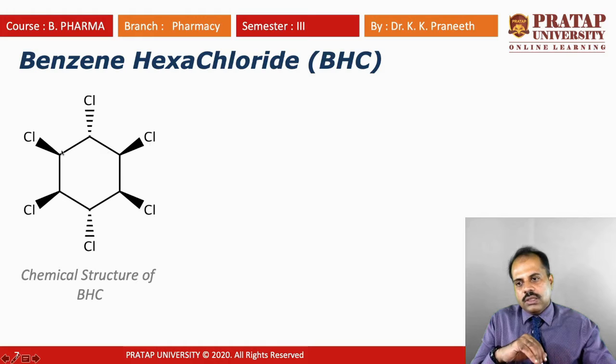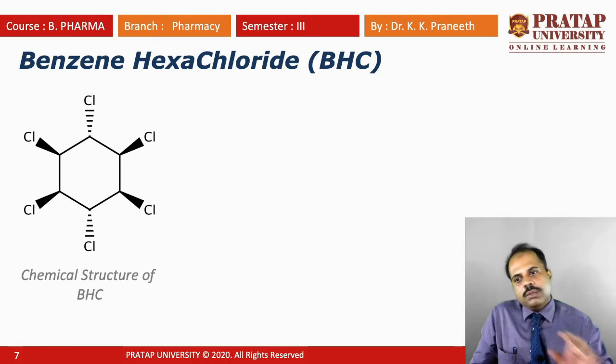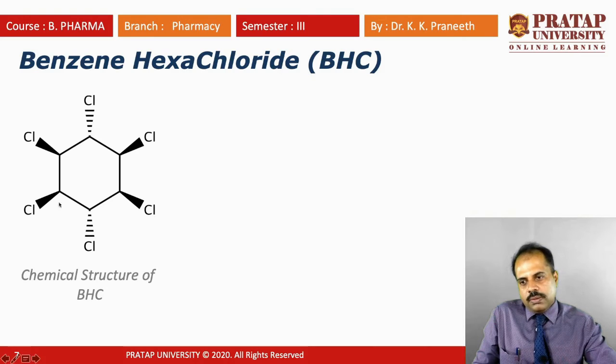And it has this 6-membered ring. You have to see closely that even though it is written benzene, this is not actually benzene. Benzene should contain what? Double bonds, right? It should contain 3 double bonds, but this has no 3 double bonds. Still, the name is benzene because the preparation starts from benzene, so it is called benzene hexachloride.